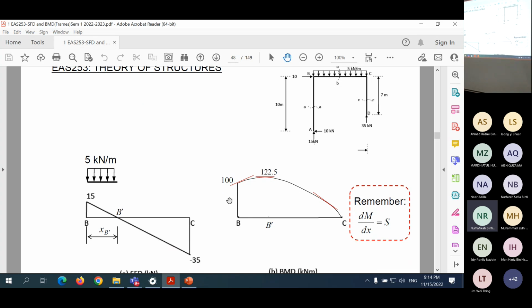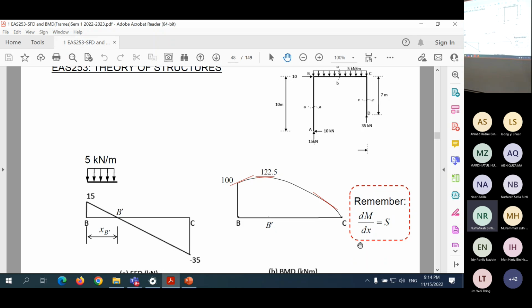So here, again, we just make use of the relationship that the slope in the bending moment diagram is equal to the shear force at the same point. So positive shear at B, so the slope is positive, then slowly decreasing to 0 at B prime. So that's why you have a maximum point. Then after B prime, you get shear negative all the way increasing, so your slope is all the way negative increasing. That's why we get this shape here.